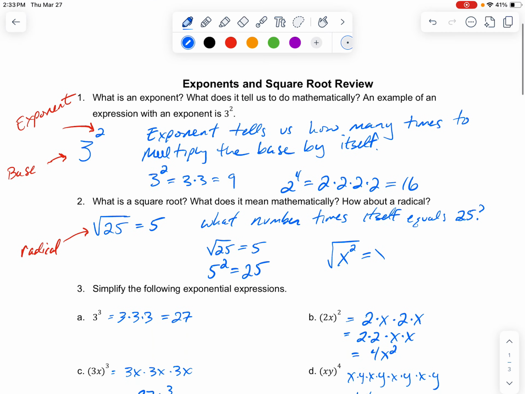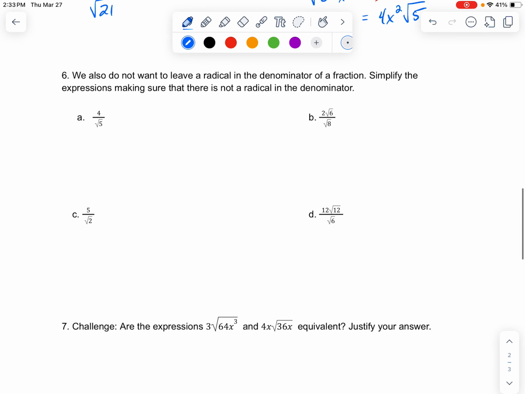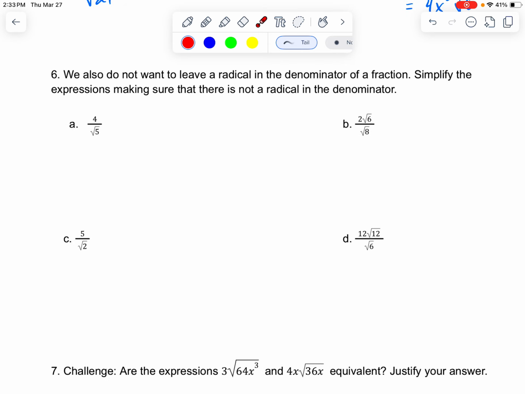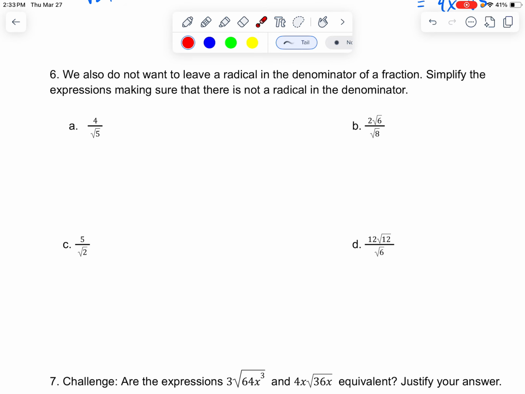So this is a continuation of our exponents and square root review. This is specifically dealing with radicals in the denominator. So all of these examples deal with a square root or a radical in the denominator, and we're trying to simplify this. We do not want that radical in the denominator.